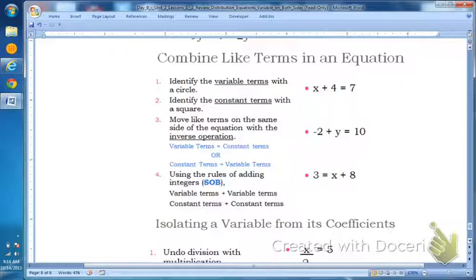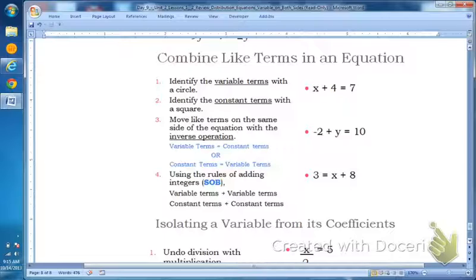All right, in the second practice, we're combining like terms in an equation. Now, what's the difference between an expression and an equation? There's an equal sign. What's another rule we need to remember when we're combining like terms in an equation? You can't combine like terms unless they are on the same side of the equation. We cannot combine them unless they're on the same side.